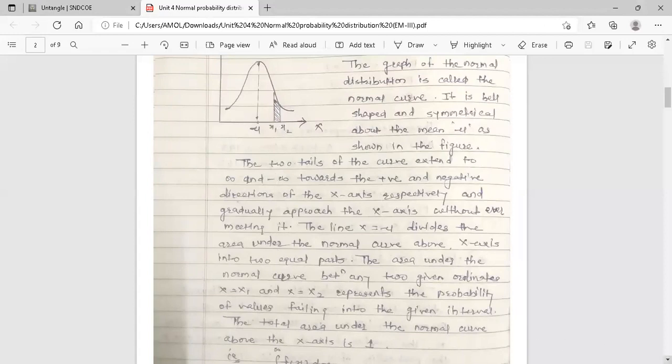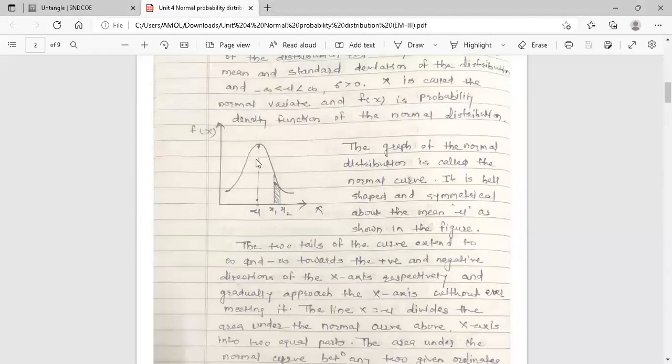The total area under the normal curve above the x-axis is 1, because in the normal distribution, area is connected to probability, and the maximum value of probability is also 1. That is, the integral from minus infinity to infinity of f(x) dx equals 1. Thus, the probability between x1 and x2 is equal to the integral from x1 to x2 of f(x) dx, because probability is connected with the area under the curve.